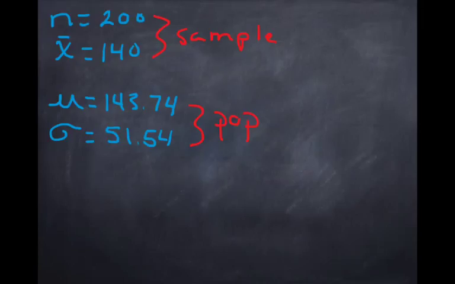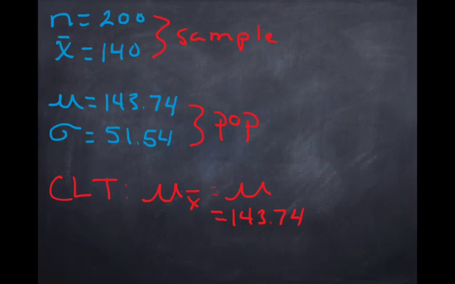And so, if we're looking at the central limit theorem, let's first talk about the mean for x bar. The mean for x bar is always the population mean. And so here the population mean is 143.74. And so there's your mean for x bar.